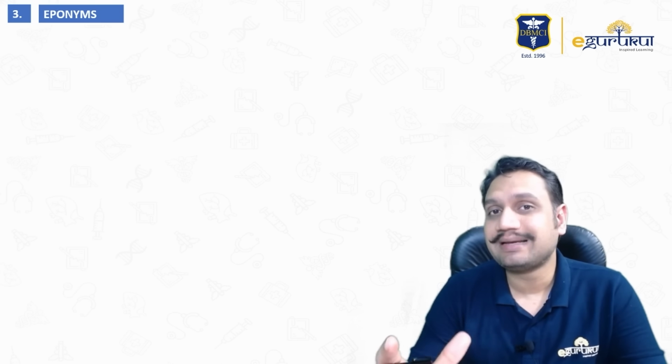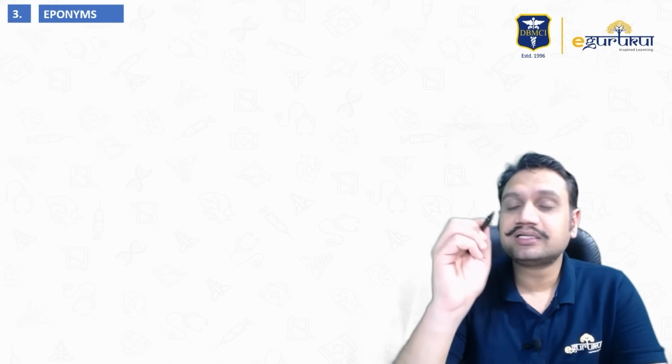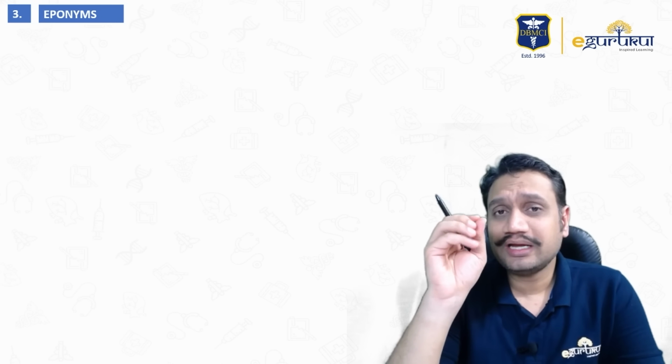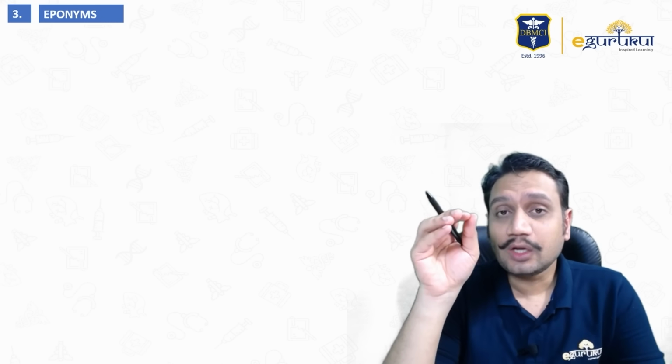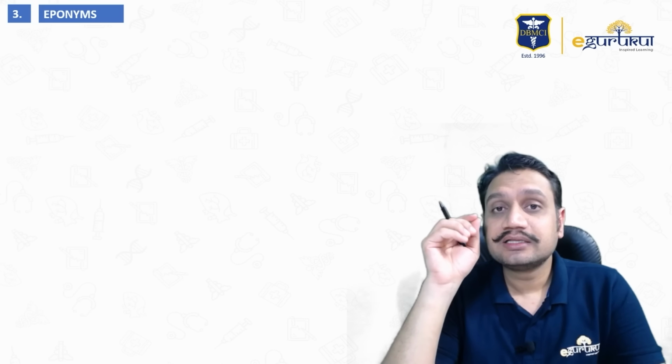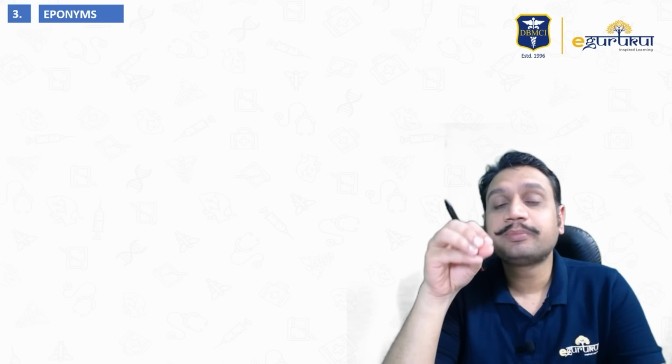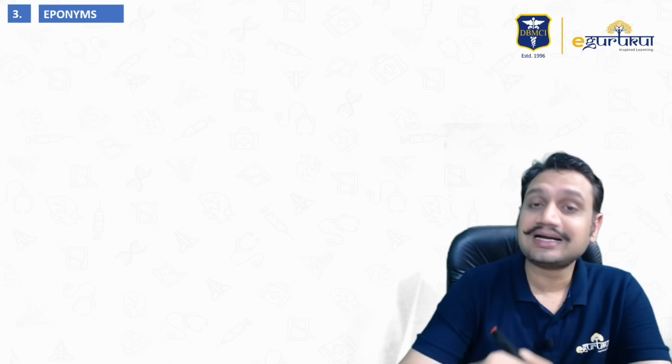For example, in INI, how do they ask it? Match side A with side B. That's how the eponyms have been repeated time and again in the last few years of examination. Other than the fracture fancy names, what I want you to remember is the nerves which may be injured with a particular injury. So let's first start with the eponyms.